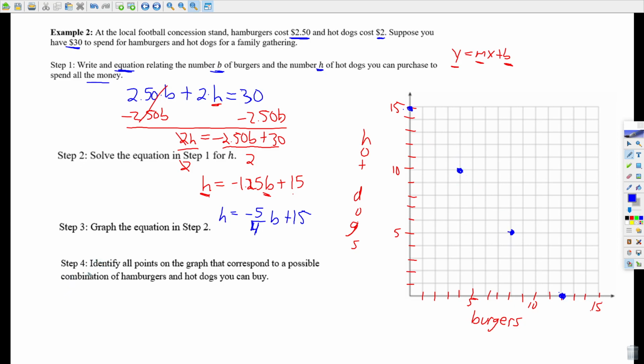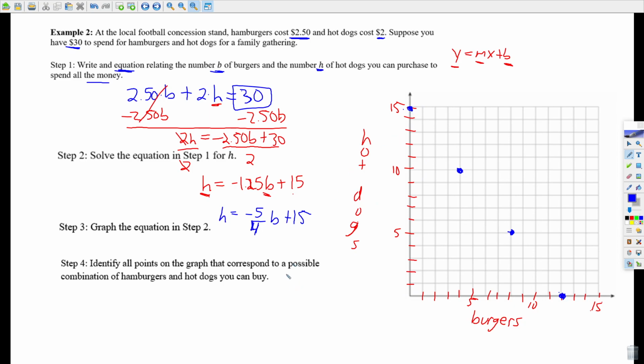So in step 4, we're going to identify all the points in the graph that correspond to a possible combination of burgers and hot dogs you can buy. So we're not going to connect the dots because we only want to talk about the possible combinations that spend all $30. And the only possible combinations you can have with the prices of the hot dogs and the burgers are these 1, 2, 3, 4 points. So what are the possible combinations? One is you could have 0 burgers and all 15 hot dogs.